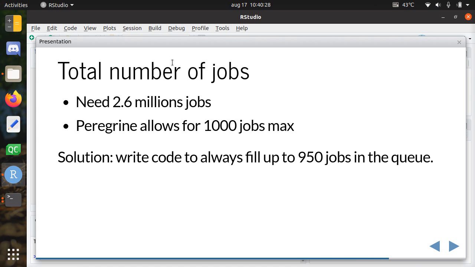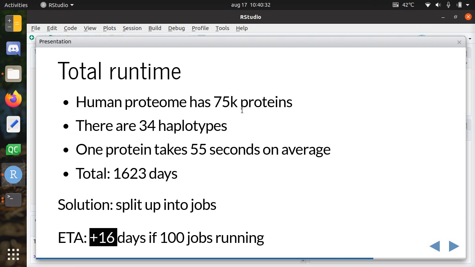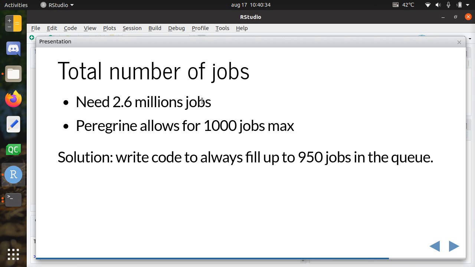However, there's a problem, because you can't submit all jobs. We need, I think, 2.6 million jobs, and you can't submit all of them at once, because the computer cluster Peregrine only allows 1,000 jobs max.